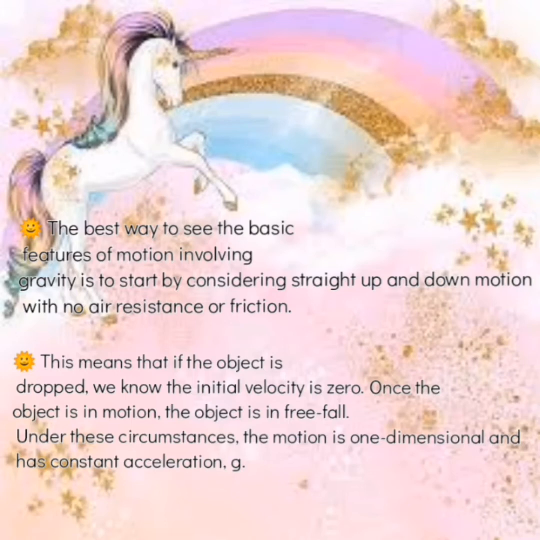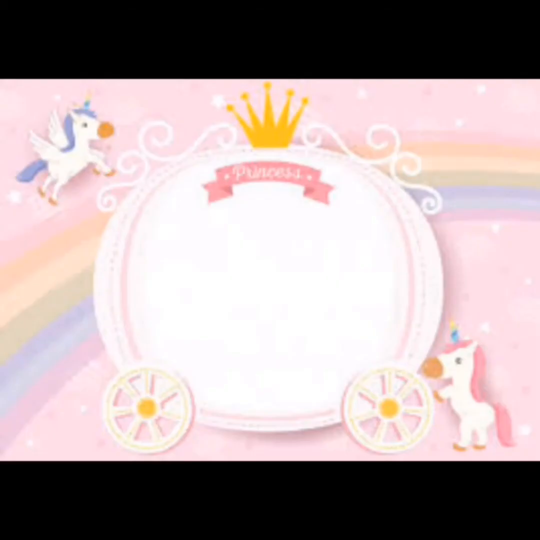So this means that if the object is dropped, we know the initial velocity is zero. Once the object is in motion, the object is in free fall. Under these circumstances, the motion is one-dimensional and has a constant acceleration g. So the initial velocity is zero since it has potential energy, and once it is in motion, it has kinetic energy.